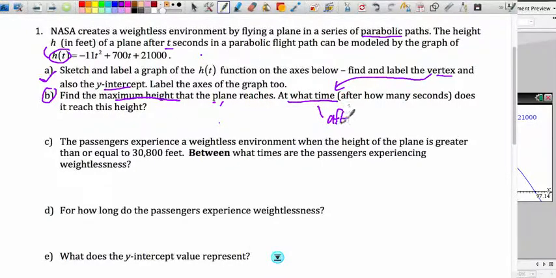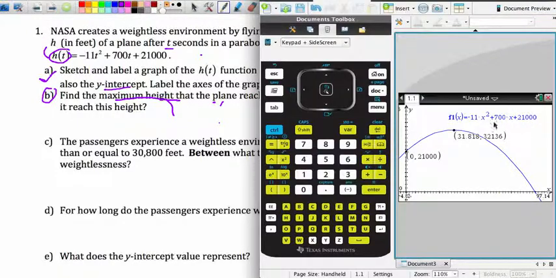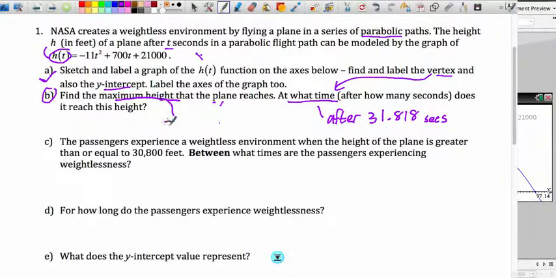So at what time? After 31.818 seconds. What is the maximum height? And there we have 32,136.